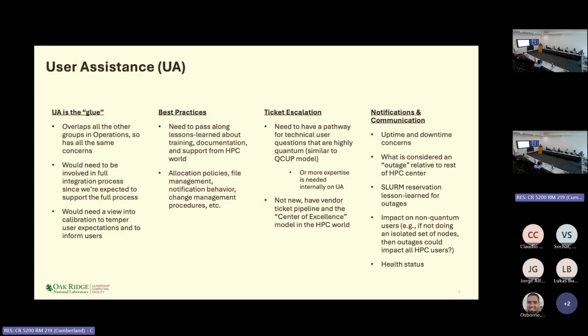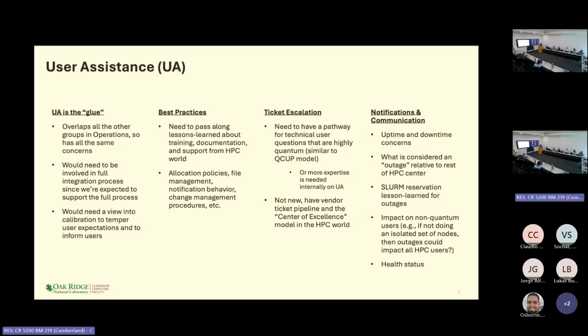But from other points of view, best practices, and this is pretty generic: passing along lessons learned about training, docs, and support, especially on the communication front. We don't want to overwhelm people with communication. That's part of my concern with quantum, that with things going up and down a lot, we need to temper expectations and make sure it's like, okay, calibration on XYZ day, cadence, and so on. Allocation policies that I mentioned before, and change management procedures for software, also sort of covered from the previous slide.